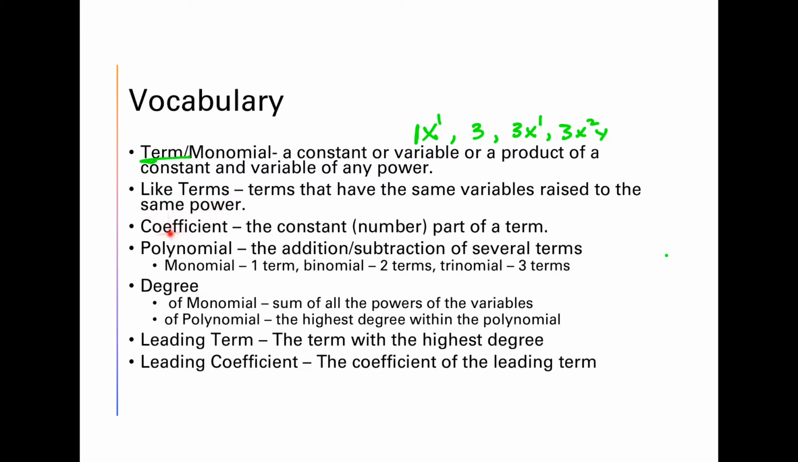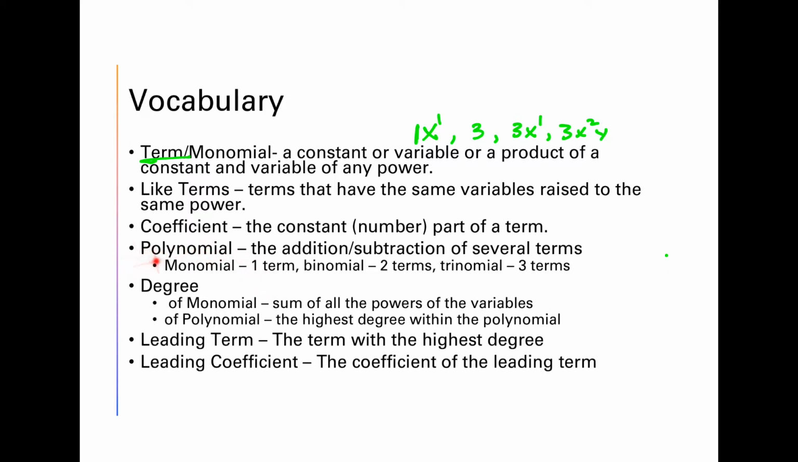Which brings us to our next word, which is coefficient. Within a term, the constant or number part is called our coefficient. For the ones we have above, the coefficient of this term would be a 1, even if it's not written. The coefficient here is a 3, and it's a 3 here, and it's a 3 here. It's the number part of the term, generally the number we write out in front.